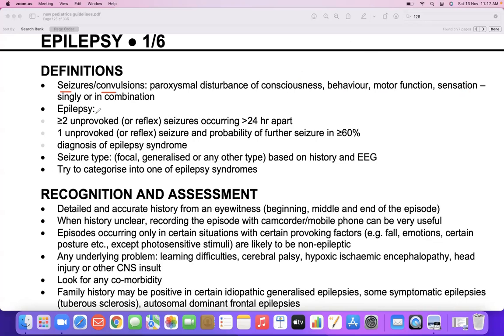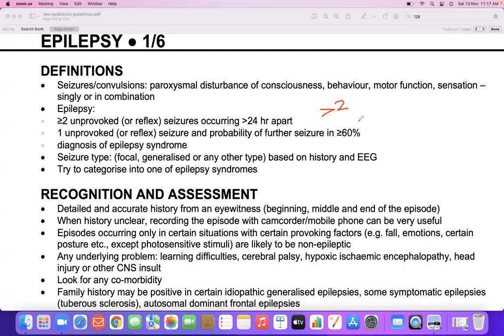So when do you call it epilepsy? Two or more unprovoked seizures occurring more than 24 hours apart. It should be unprovoked. Unprovoked means you don't have any trigger; suddenly it is happening, with no provoking factor. So minimum it should be two or more than two.